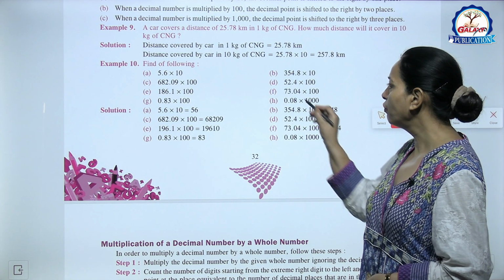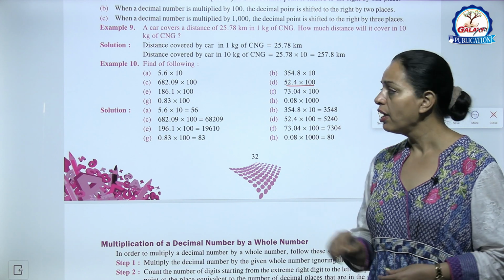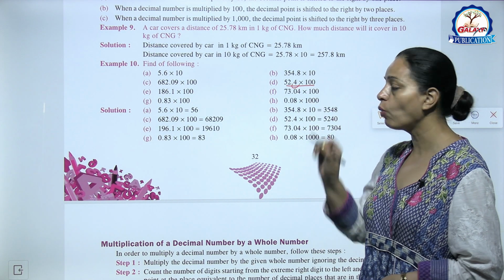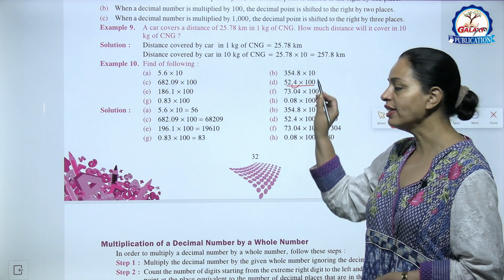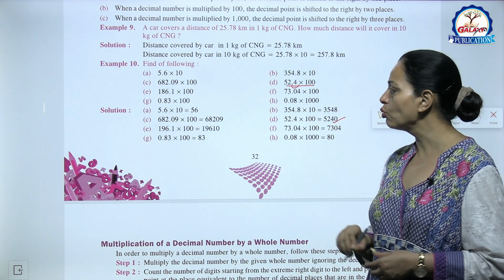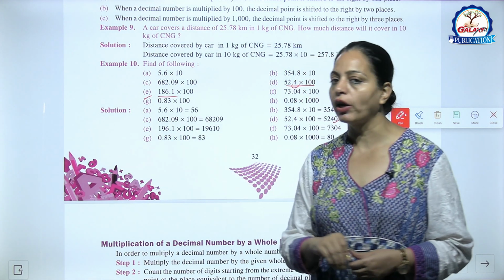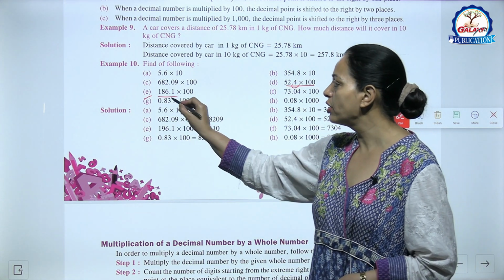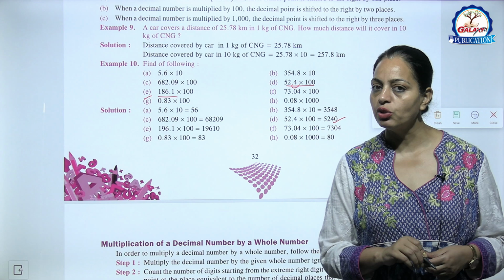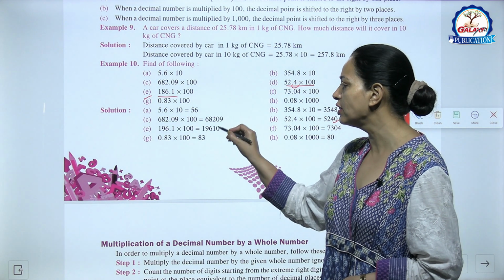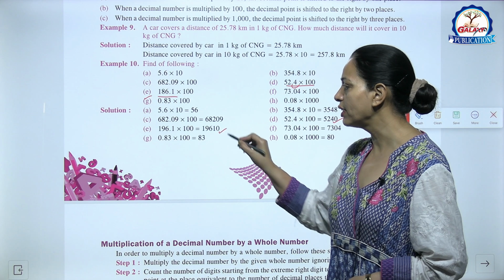नाउ डी पार्ट 52.4 into 100. अब हमें डेसिमल लगाना है 2 डिजिट के बाद, लेकिन हमारे पास तो 1 डिजिट है तो हम लगा देंगे 0. सो 5240. नाउ ई पार्ट 186.1 into 100. So decimal we have to shift after 2 digits, but we have 1 digit after decimal, so we have to put 0. So answer is this one.